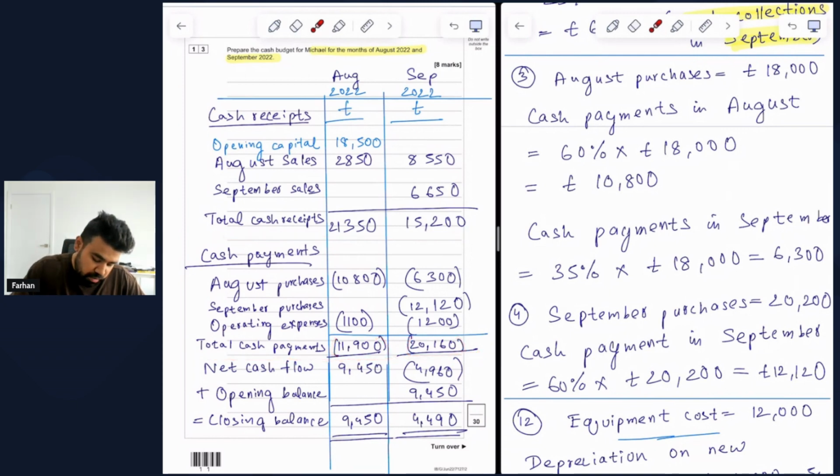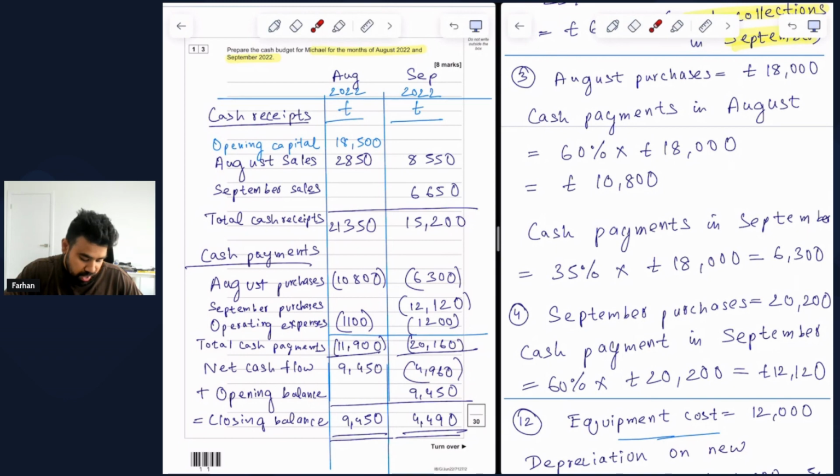So you subtract the total of the cash payments from the total of the cash receipts. Once you do that, you get what we call net cash flow. So the difference between cash receipts and cash payments for the month of August 2022 is £9,450. And the difference between the total cash receipts and total cash payments for the month of September is negative £4,960, which means for the month of September, we are expecting a deficit in cash. Or in other words, you can also say that the month of September will have more cash outflow compared to cash inflow. Okay, so that is why we are keeping this in brackets, which refers to a negative or a deficit or an outflow.